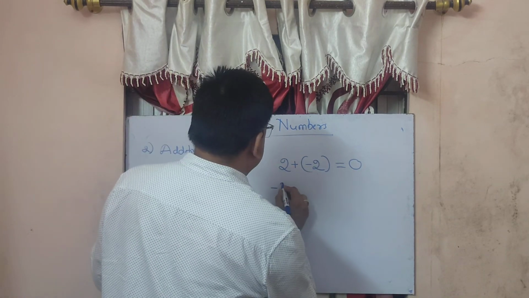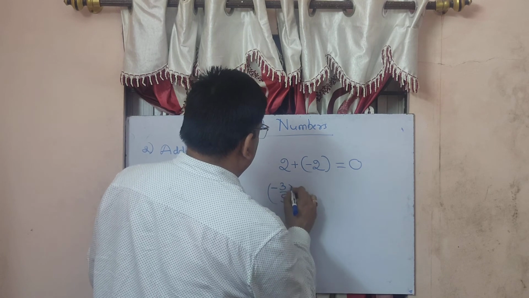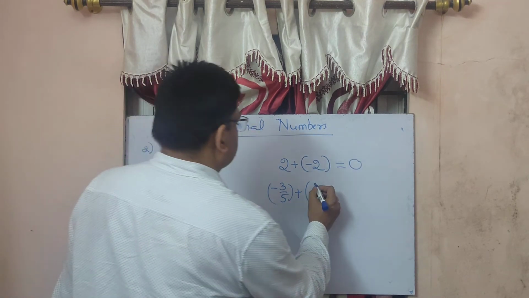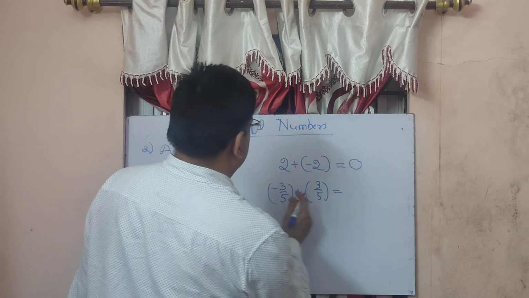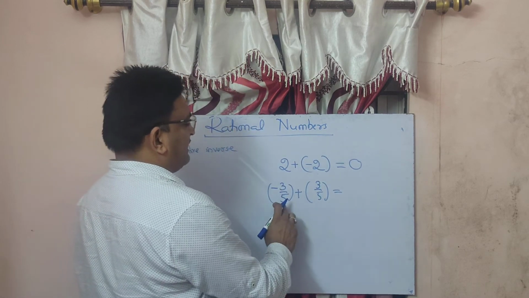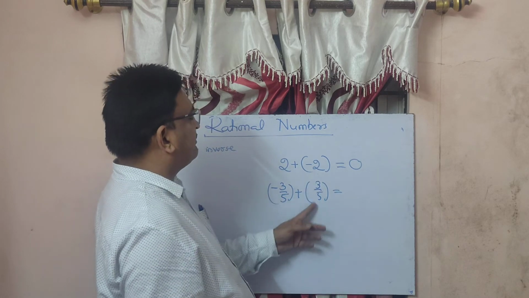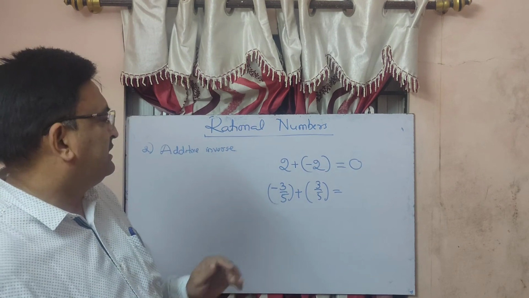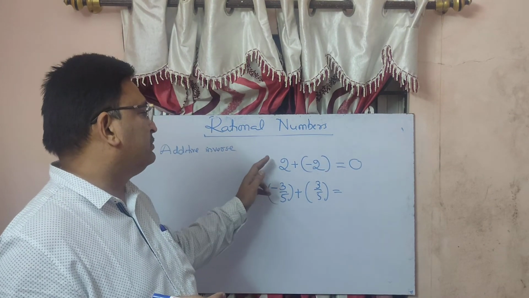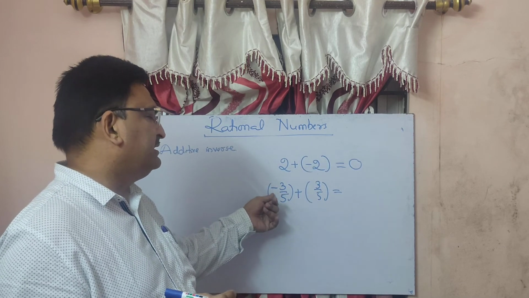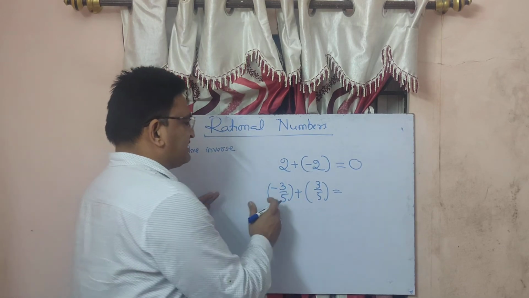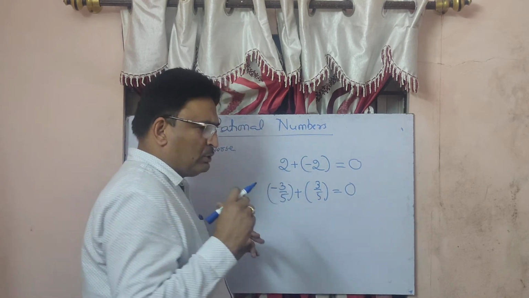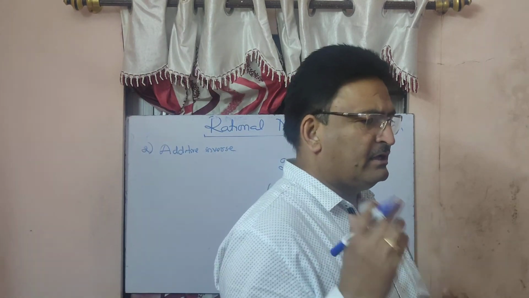For example, if the number is 3 upon 5, what will be the additive inverse of 3 upon 5? Very simple, minus 3 upon 5. Just put the reverse sign of it. If initially it is plus, you have to put a negative sign. If you add 3 upon 5 and minus 3 upon 5, what will you get? 0.